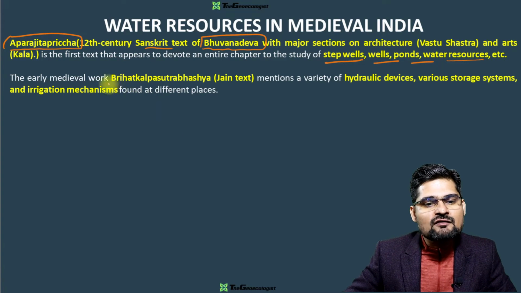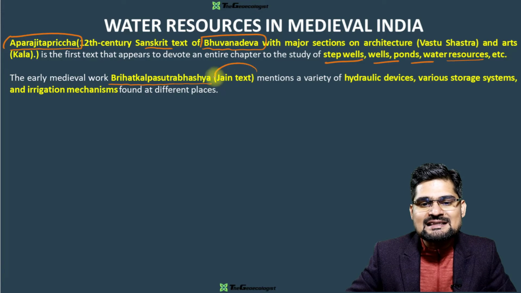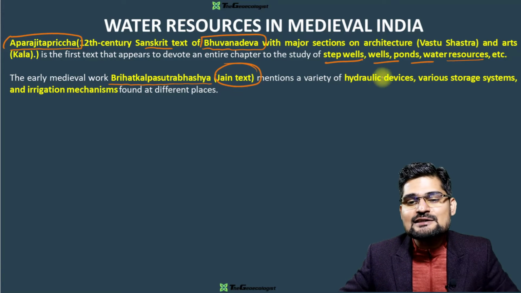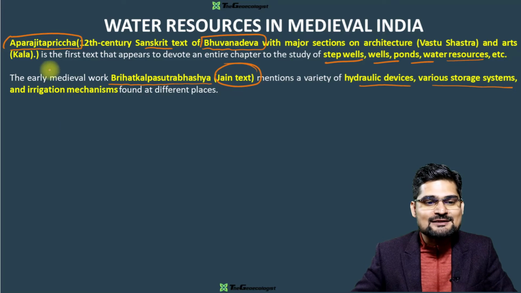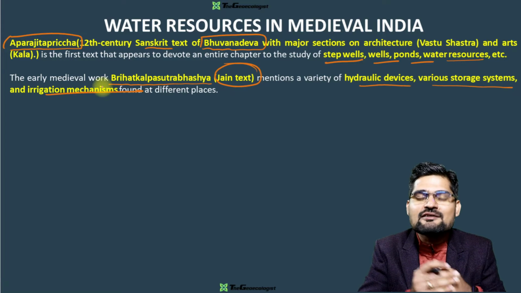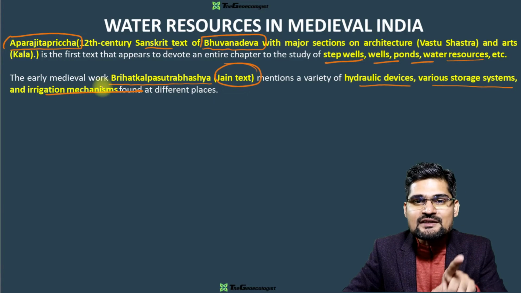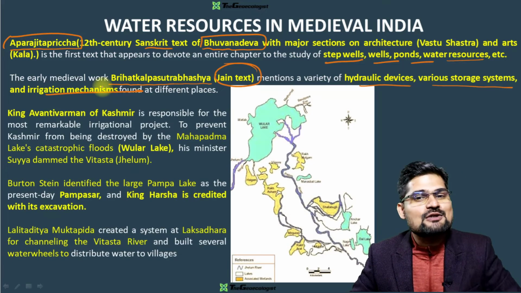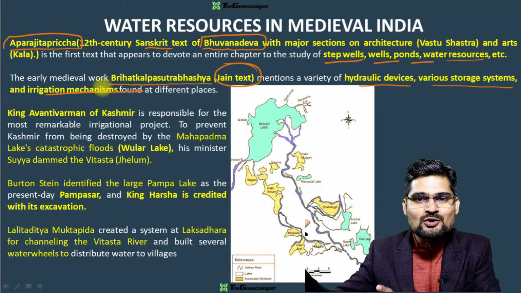Then if you observe Brihat Kalp Sutra Bhashya, this is a Jain text which has details of hydraulic devices, various storage systems, and irrigation mechanisms at different places. So this is a reference to what we say is the evolution of hydrological knowledge from ancient to medieval in India.